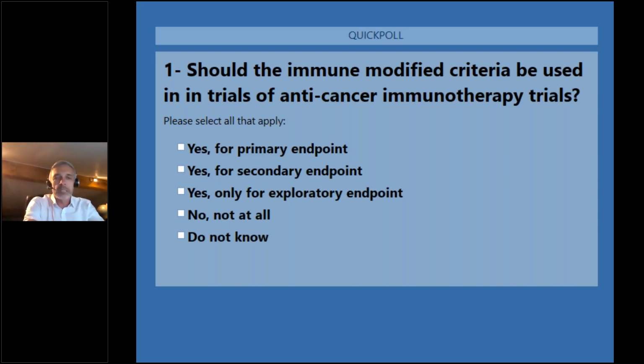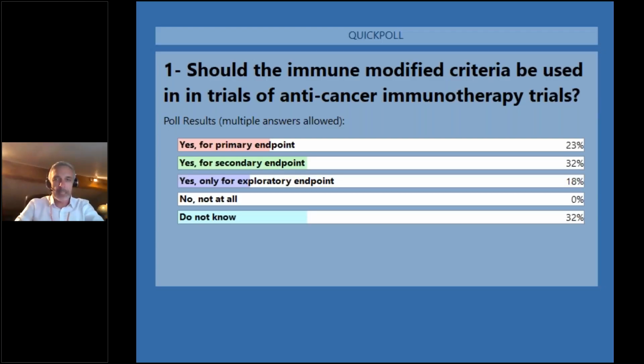We will now soon look at the answers. Thank you very much. We can see that 1/3 of the audience do not know, while 1/3 believe this is yes for secondary endpoint, and we have a few with primary endpoint or exploratory endpoint. We will cover that later on.